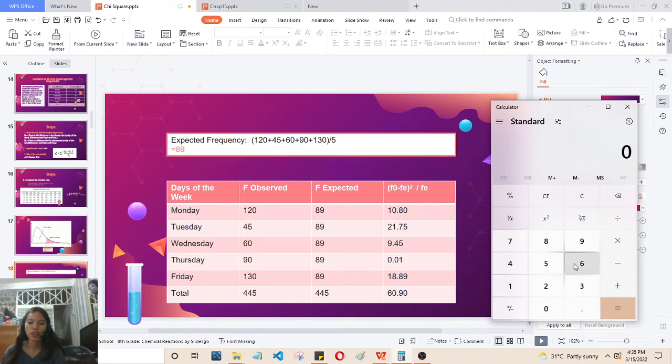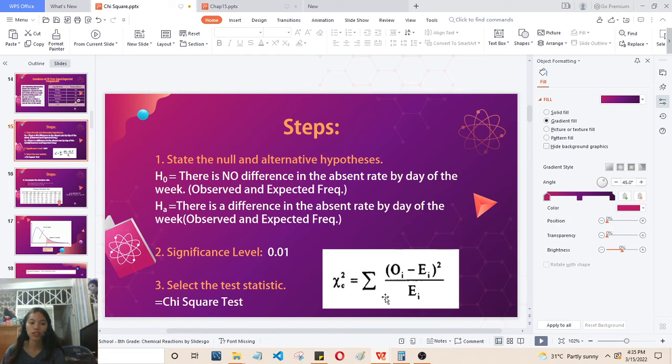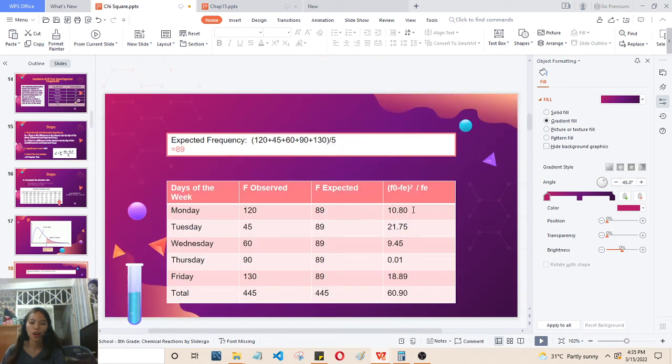We get 21.75. For Wednesday, our observed is 60 minus our expected, which is 89, quantity squared divided by our expected, which is 89. So we have 9.45. We will also do the same thing for Thursday and Friday. And looking back at our formula, since we have a summation here, we need to sum up all of these values and we will get 60.90. This value is our chi-square value.